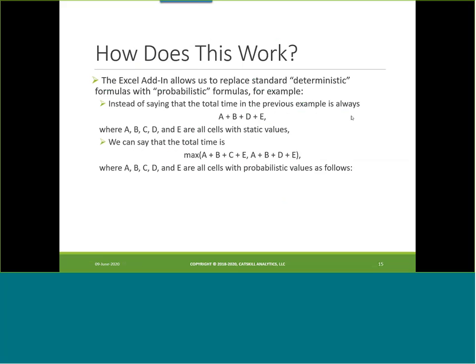Because if you think about it, if we're putting probability distributions into each of these cells, there will be times when the upper path is actually longer than the lower path, the one going through C, because C might have a longer time in some of the probability sampling than D will. And so we need to account for that, and that's why when we go to that, we need to change some of the formulas so that we capture the right thing.